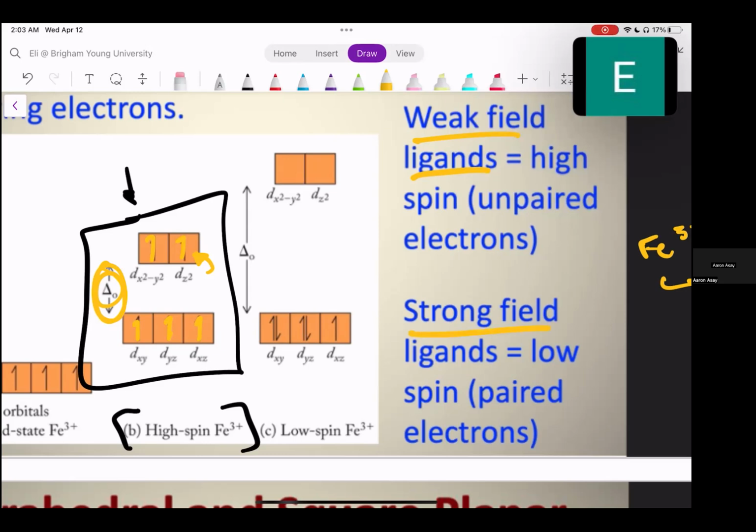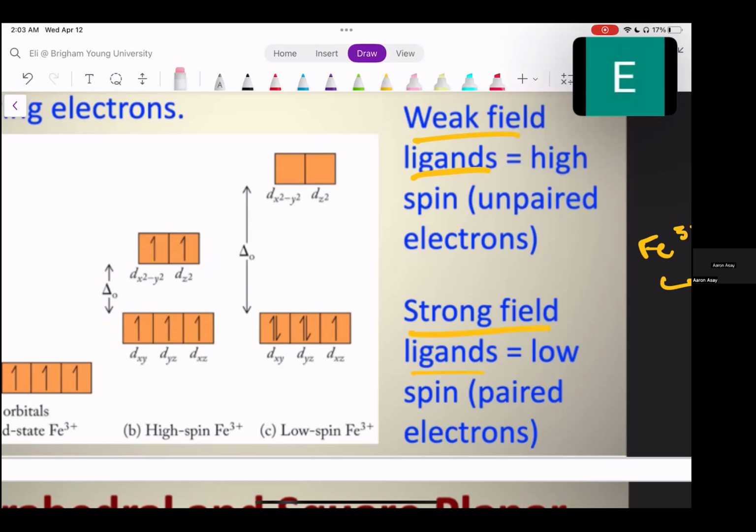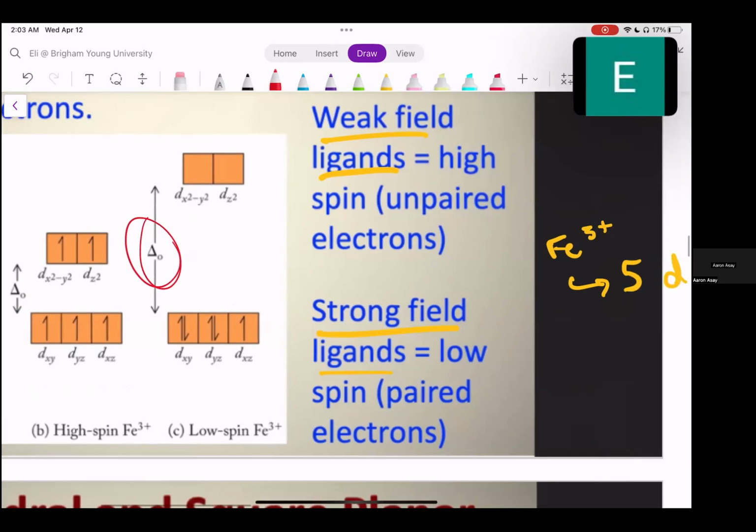However, if it's bound to strong ligands, and we'll talk about those in a little bit, the energy that has to be overcome is a lot greater. So it will actually rely on pairing. So it'll fill up this way. It'll go 1, 2, 3, 4, 5, and it'll come back and it'll pair with spots that are already filled before it jumps up and fills those empty orbitals.